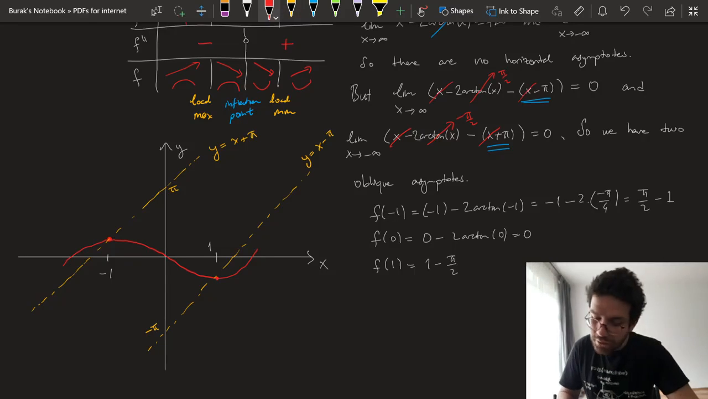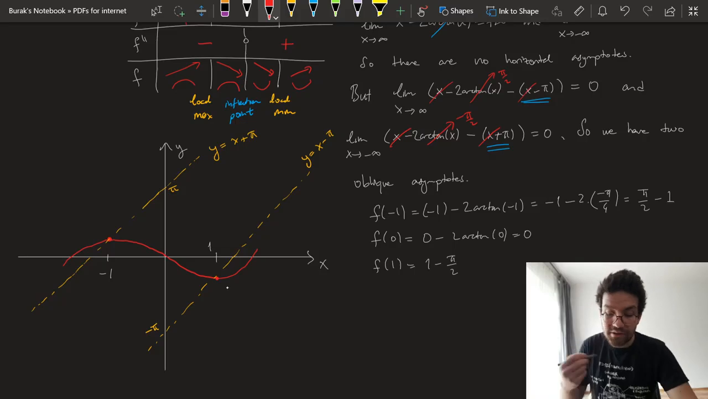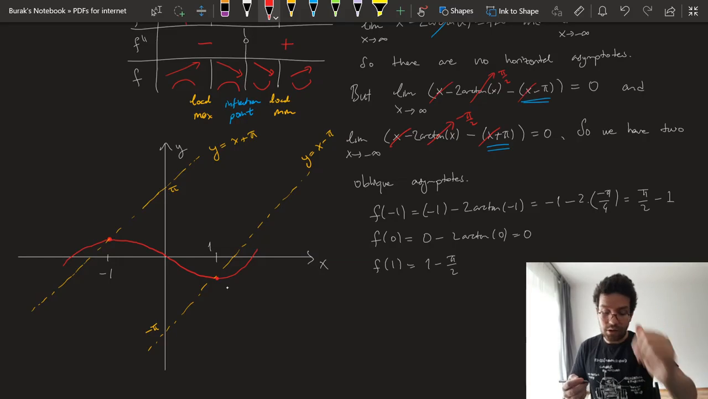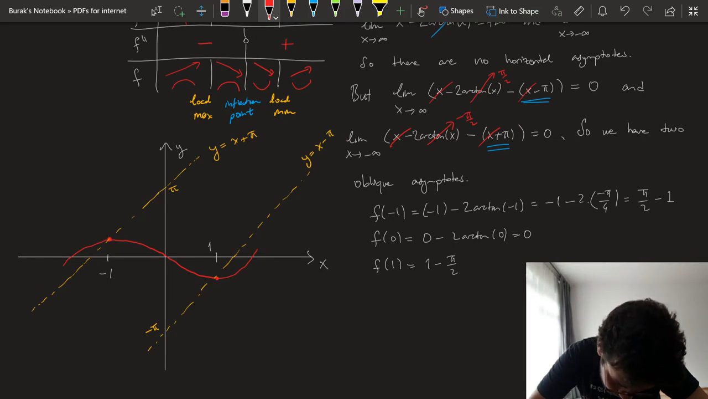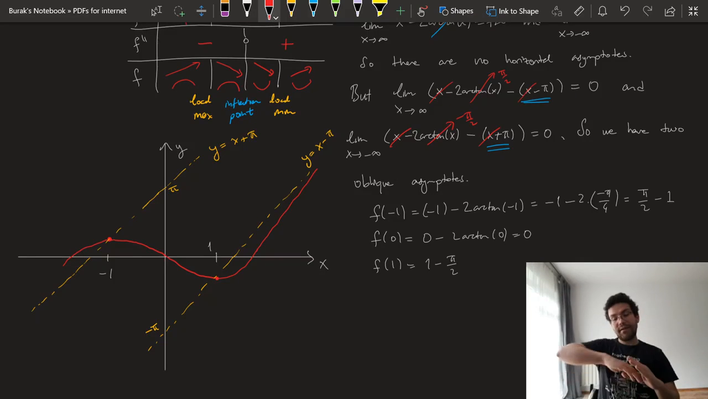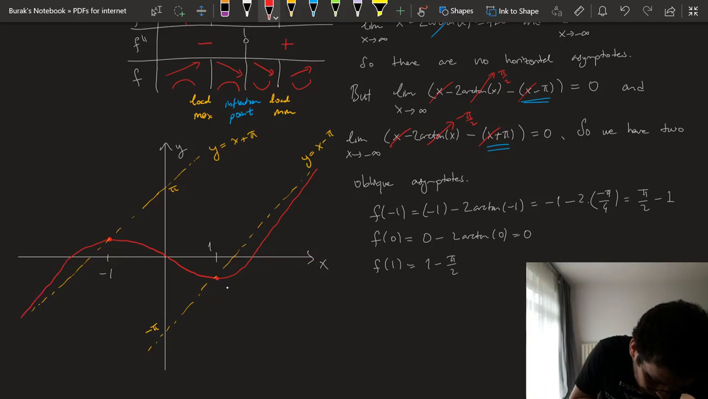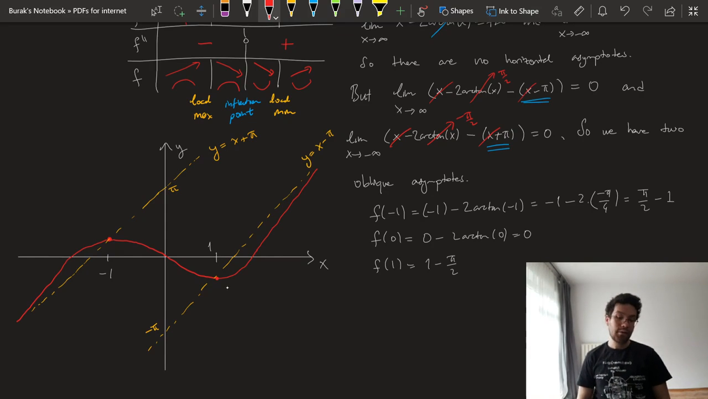You see, I have shown here that the limit of this difference, my function minus x minus pi, when x goes to infinity, is 0. So in the long run, the graph of this function is going to get closer and closer to this line. And when x goes to negative infinity, the same thing will happen. Okay, so I will have two asymptotes like this.